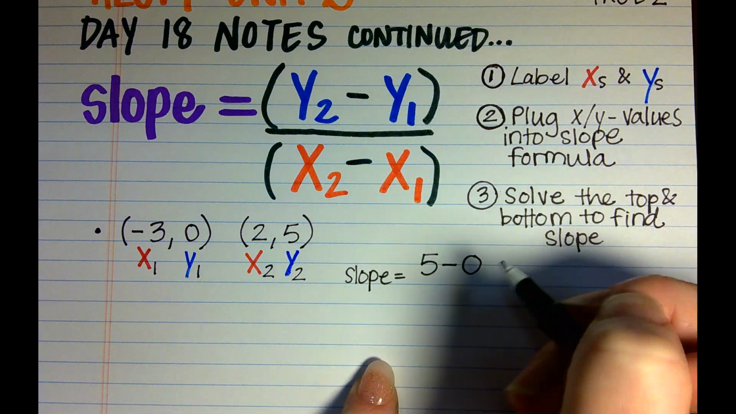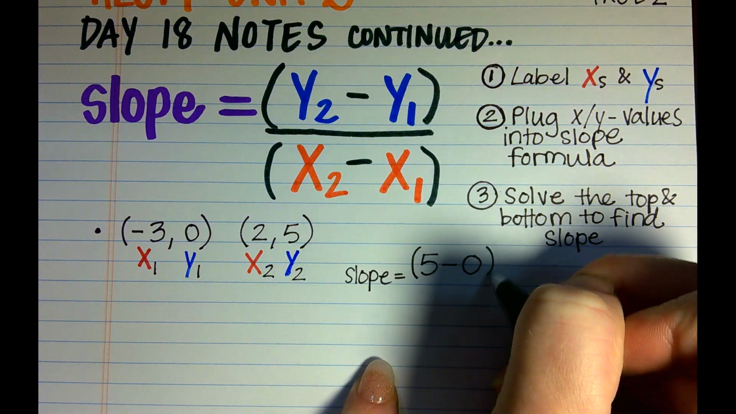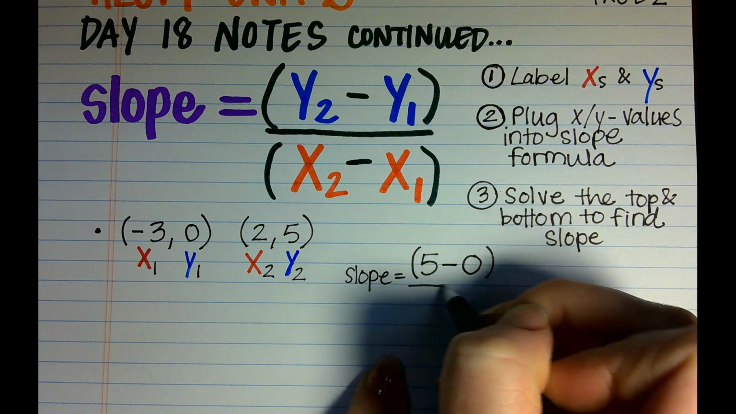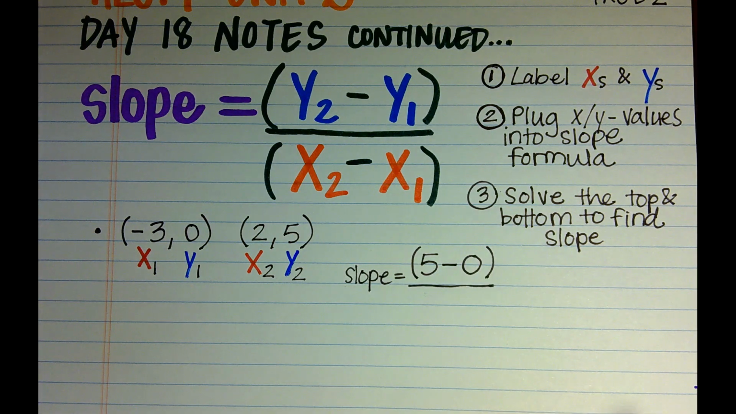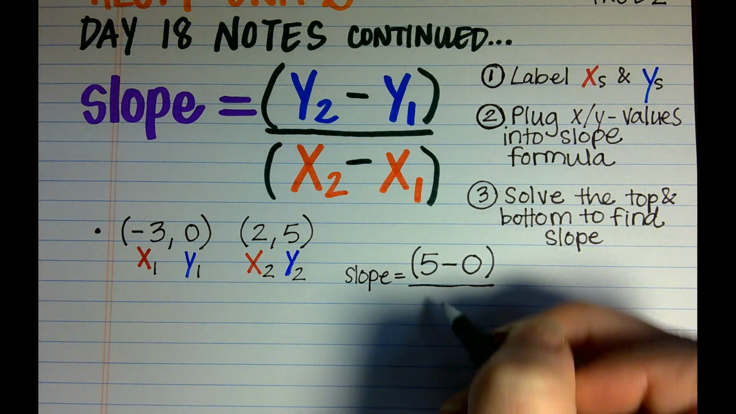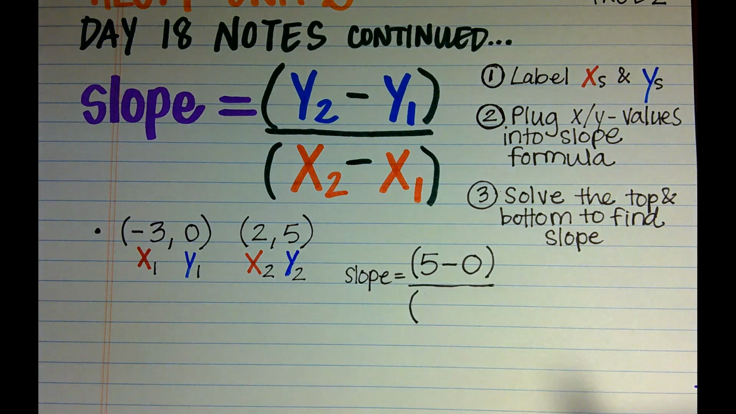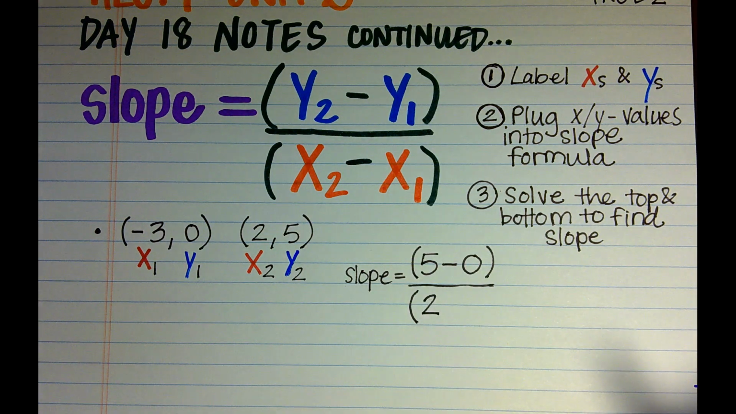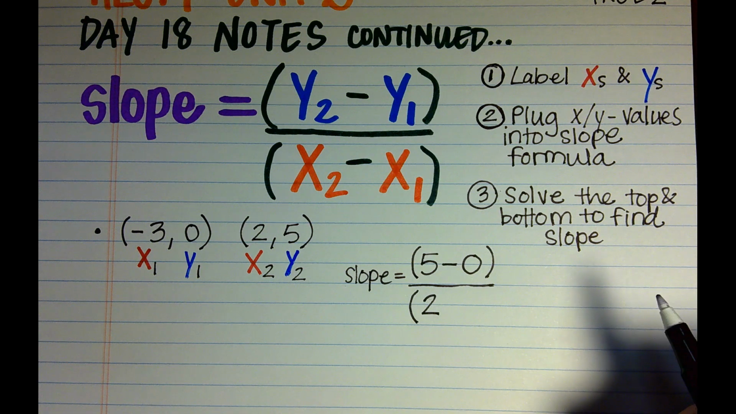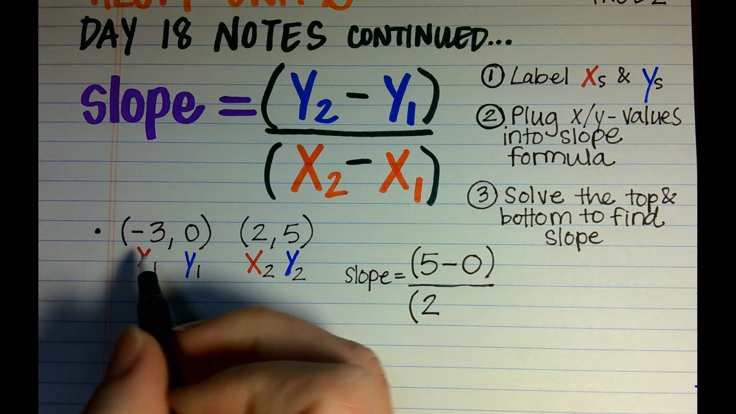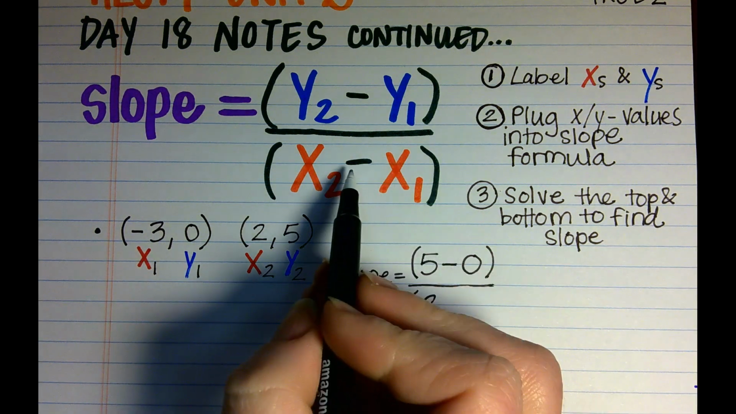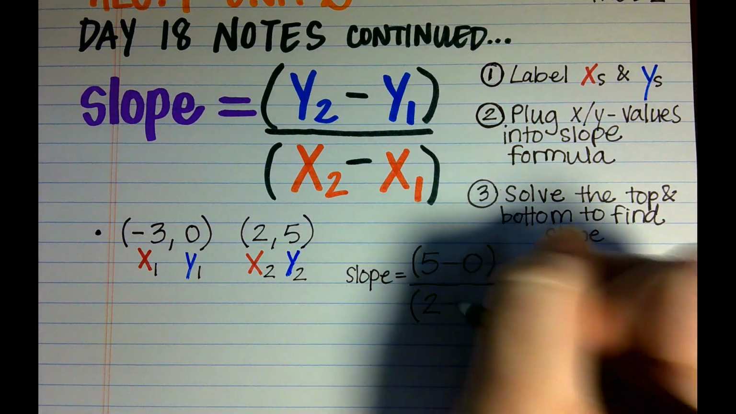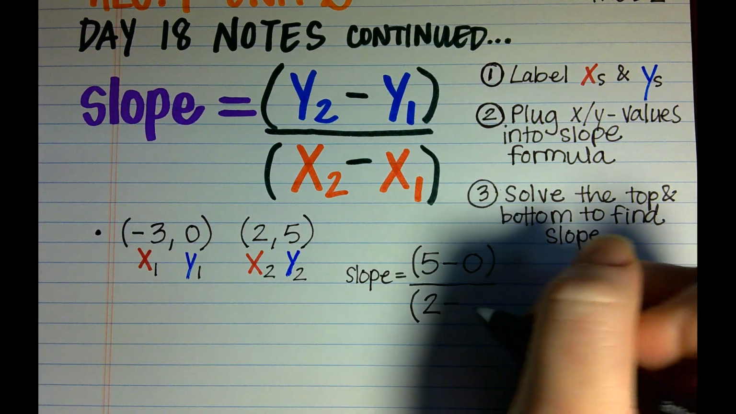That's okay. We're just looking at the formula here. Okay, so I've got my y's plugged in. And then the next one's gonna be x2, which is gonna be 2. Perfect. And then the next one is gonna be the x1, which is a -3. Perfect. So I've got 2 minus -3.